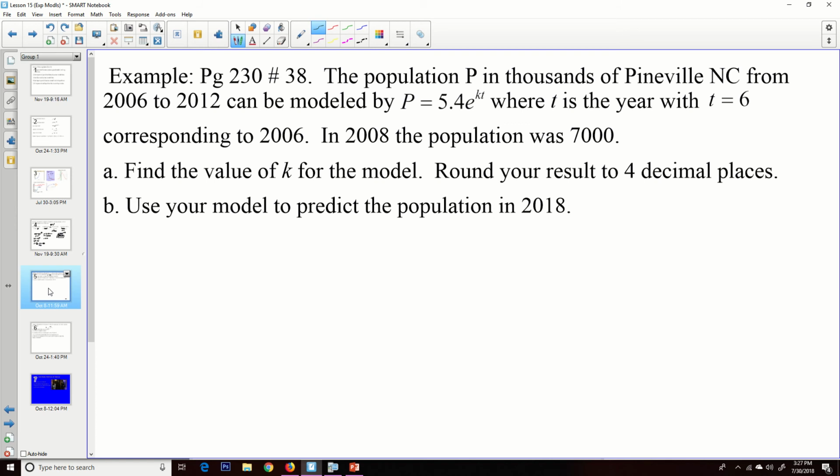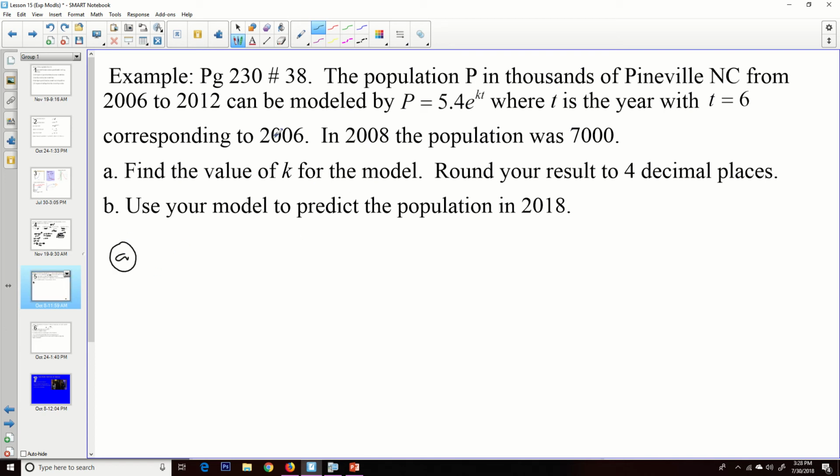The population P in thousands of Pineville, North Carolina from 2006 to 2012 can be modeled by P equals 5.4 e to the KT, where T is the year, and with T equals 6 corresponding to 2006, the population in, let's see here, 2008 was 7,000. It says find the value of K for your model and round your result to 4 decimal places. Now, I think that shouldn't be too much of a problem.